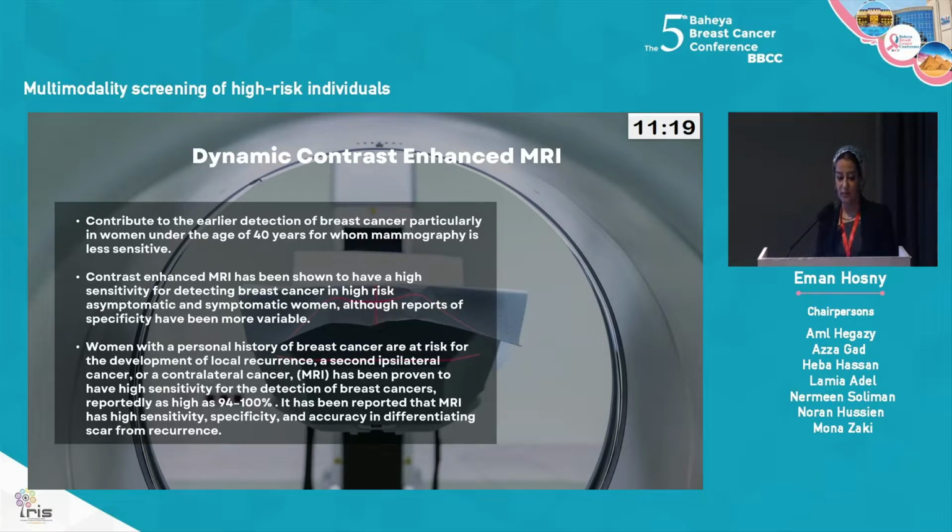Dynamic contrast-enhanced MRI contributes to the earlier detection of breast cancer, particularly in women under the age of 40, in whom mammographic sensitivity is less. Contrast-enhanced MRI has been shown to have a higher sensitivity for detecting breast cancer in high-risk asymptomatic or symptomatic women. For women with a personal history of breast cancer at risk of local recurrence, MRI has great value in distinguishing recurrence from post-operative changes.